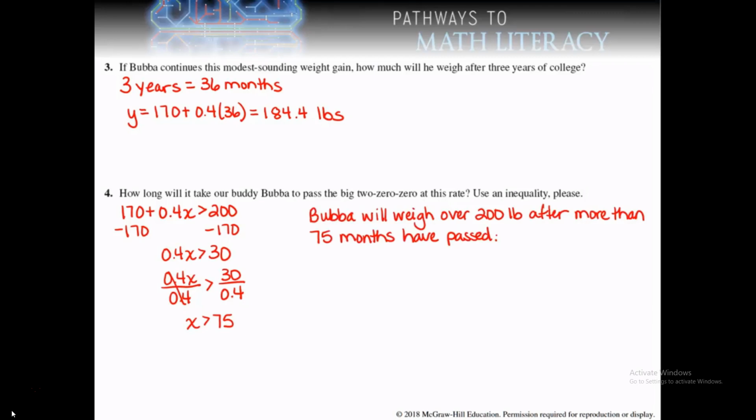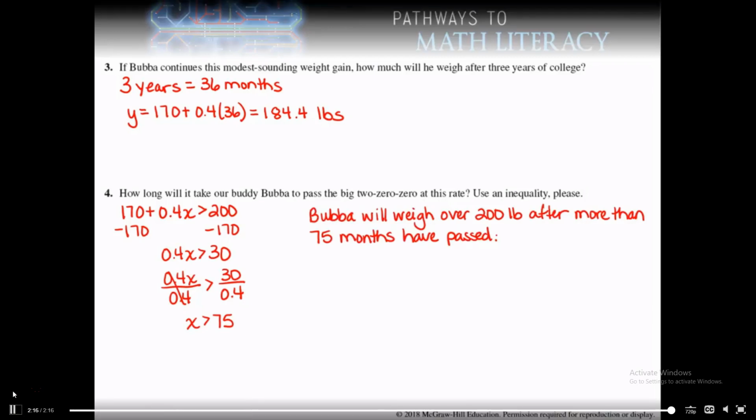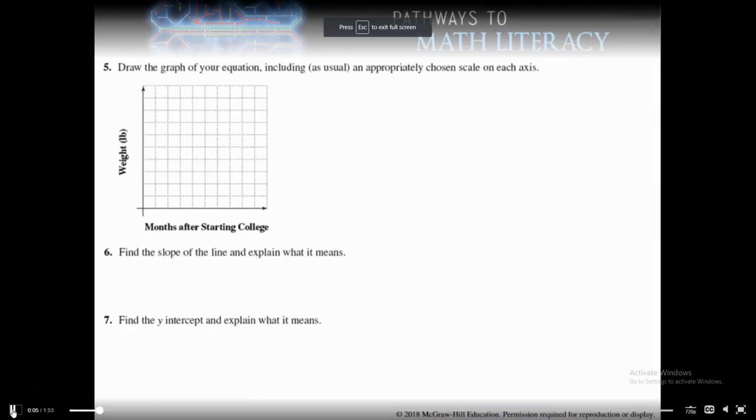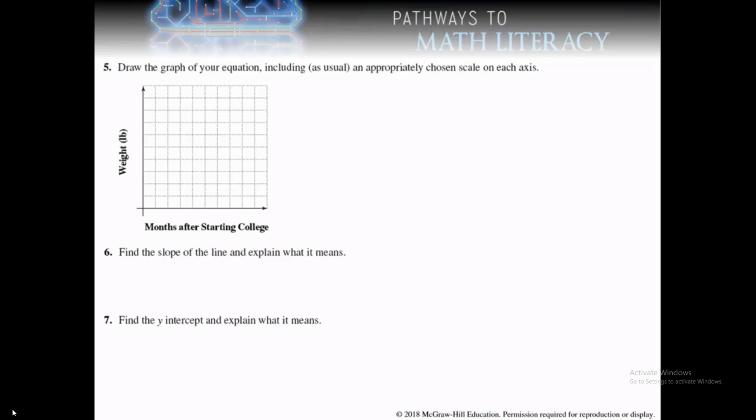We're still looking at this equation of Bubba's weight gain, and in question 5 they ask us to draw a graph of the equation. Now in this case you could use the y-intercept and the slope from the equation itself, but the slope is so small that it may be easier to plot some points. We don't have a table, so we're going to need to create one for ourselves. First of all, let's get the axes labeled. And then I'm going to create a little table of values for myself.